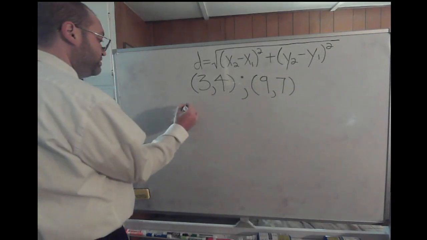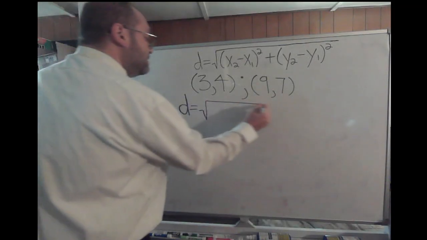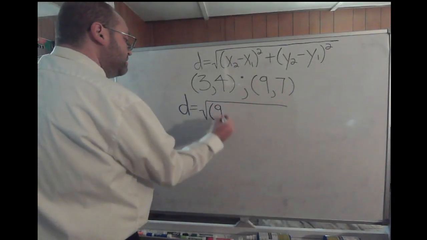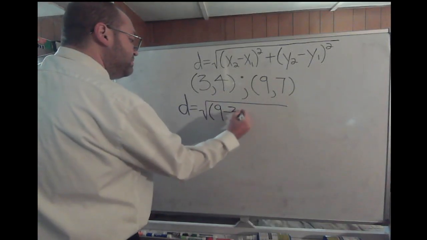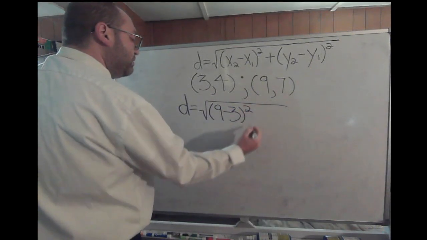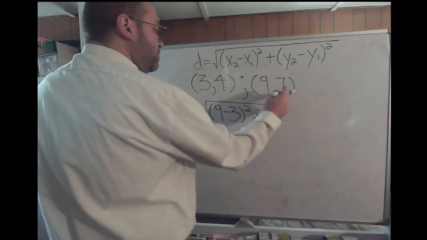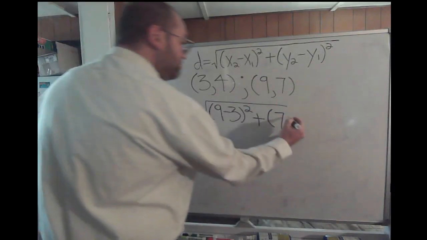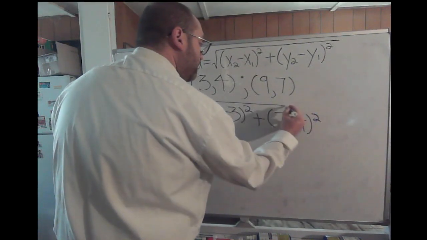So here's what we're going to do. Set up our distance formula again. So x2 is going to be 9. We'll take 9, then minus x1, which is 3. So you'll have 9 minus 3 to the second power. Plus, then you'll have y2, which is 7, minus your y1, which is 4. All that to the second power.